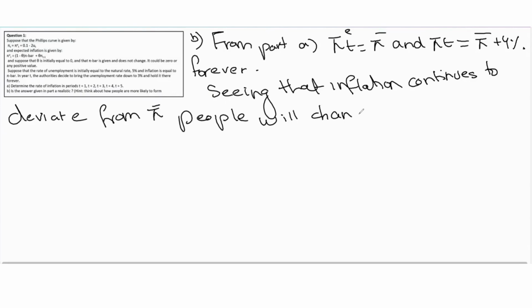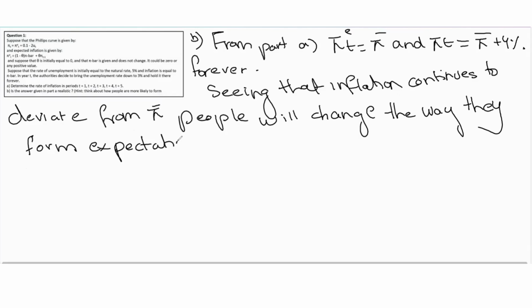When people see that inflation is not what they expect it to be, like you're expecting it to be pi bar, but every year it's constantly pi bar plus 4%, which is higher than that, they will change the way they form expectations. Now they will no longer expect pi bar. And then we'll see in the next part how this will result in the modified Phillips curve, and how in that case, to lower unemployment, you won't just have higher inflation, but you'll have increasing inflation.